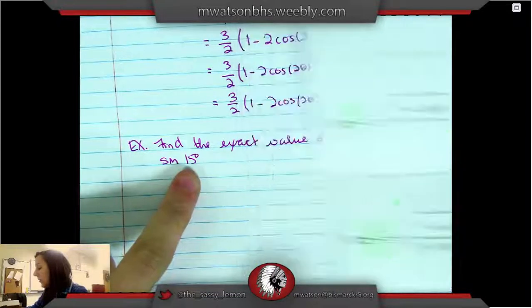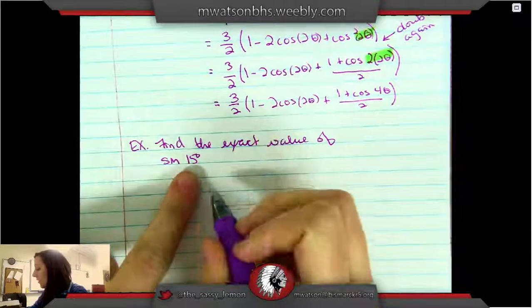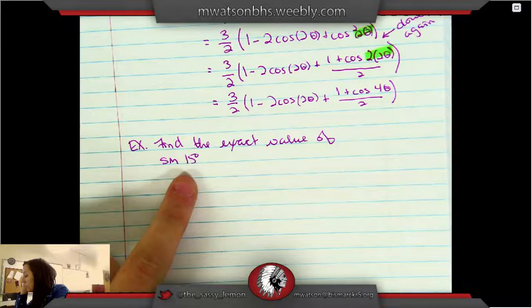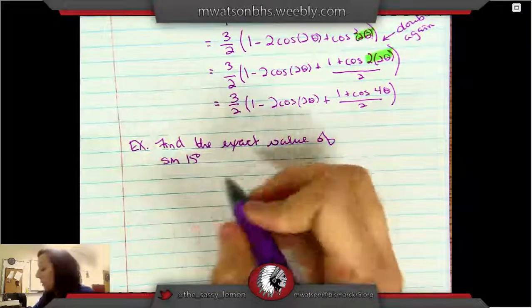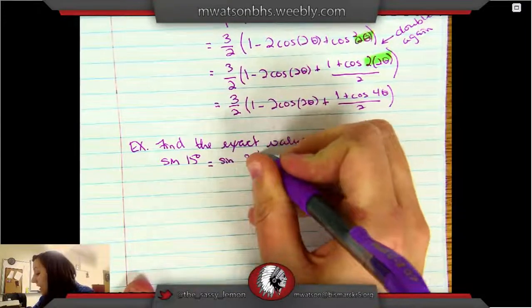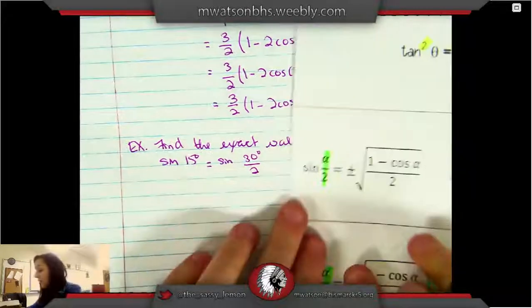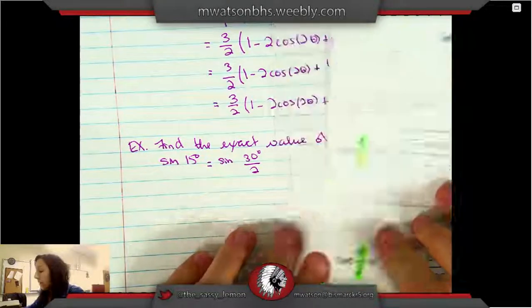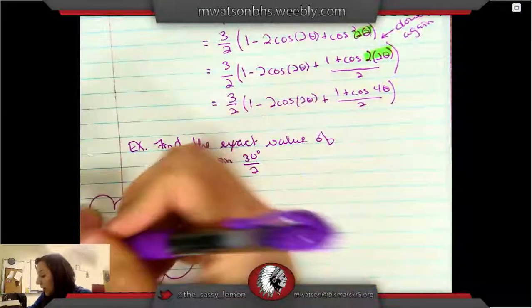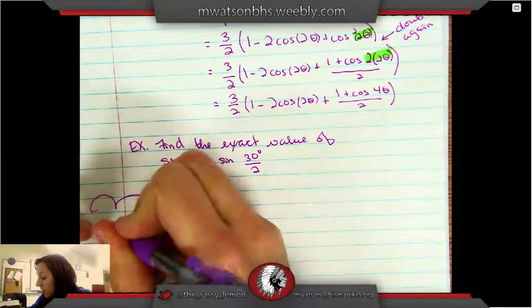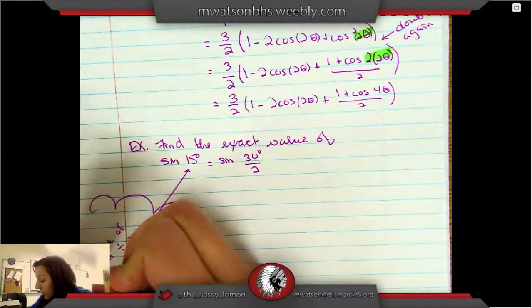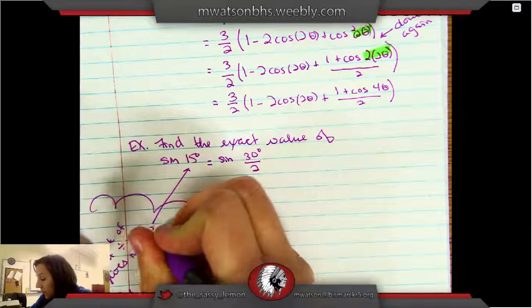Sine of, oh, okay, I got it. This one's really weird to think about. Sine of 15 degrees is the same as sine of 30 degrees divided by 2. And that's going to fit one of our half angle identities. So what I had to do, my thinking process, in a thought bubble over here, is think of what divided by 2 gives me 15 degrees.